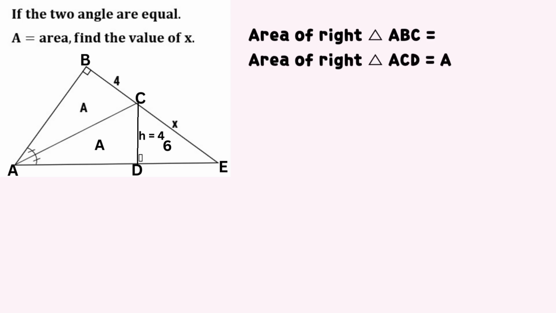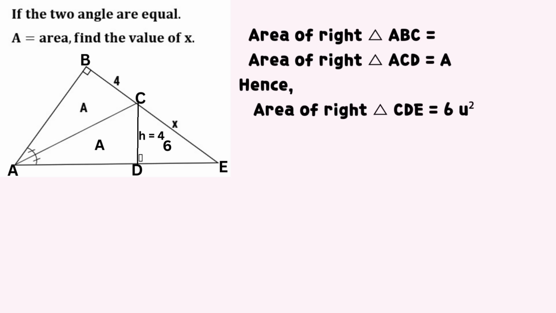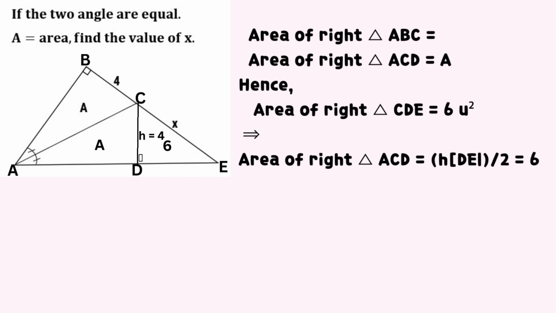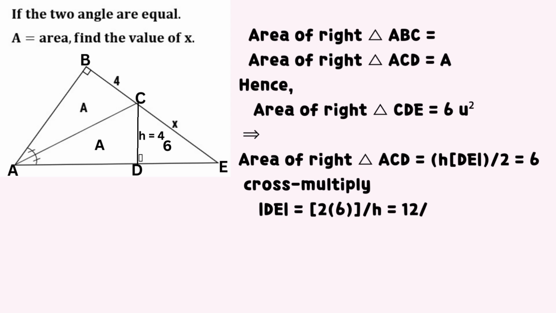Area of right triangle ABC equals area of right triangle ACD, which equals A. Hence, area of right triangle CDE equals 6 square units. It implies that area of triangle ACD equals half the product of H and line DE, which equals 6.